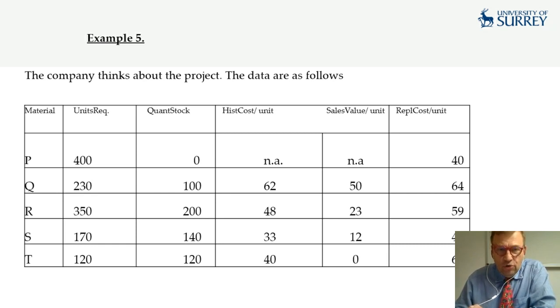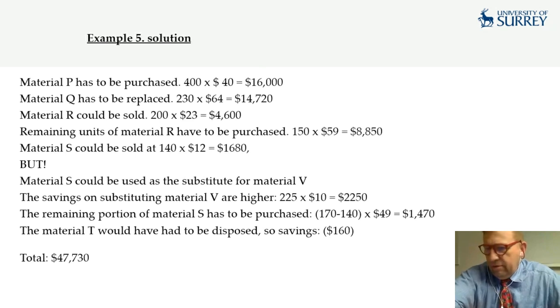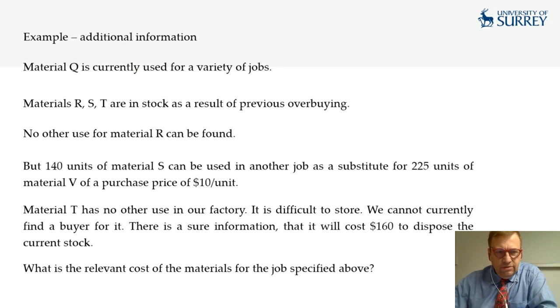And because we are short of 150, we have to buy it at the replacement cost. Sure. So the replacement cost is 59. To be sure that we are there, let's go here. Yes, the replacement cost, sorry, my cable is sort of short. So 150 at the replacement cost 59. So this remaining part of the material R is 8,850. So let's go back to our table.